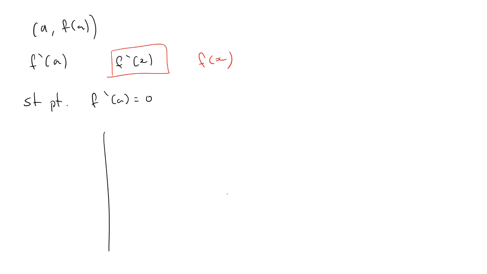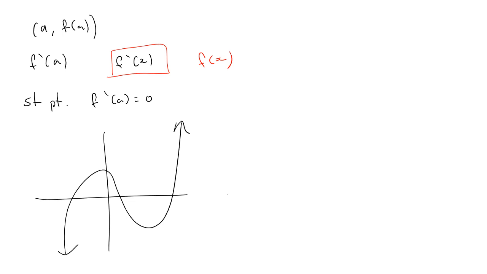So if we draw this cubic here, and if we choose this point, and let's call that A, then we need to find the derivative of this function, f(x), and we substitute A for x. If f dash A is equal to 0, then we can say that this point is a stationary point on the curve.